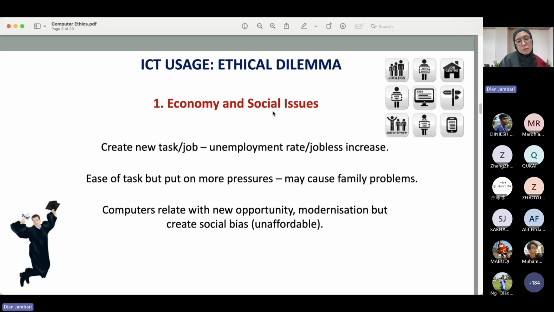So ICT has good from an economic point of view, but it can cause bad to the social aspect. All right, that becomes ethical. So that becomes an ethical dilemma, right?